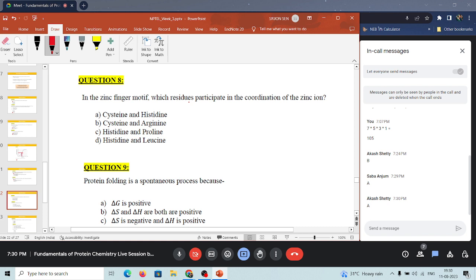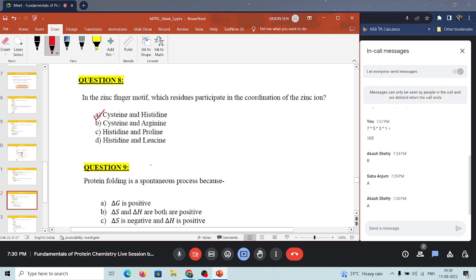Now if you do not give me an answer, it would be very difficult to actually understand whether you people are understanding or not, and then the sessions would make no sense. Anyways, so yes, that is the correct answer. Cysteine and histidine are the two residues that act as ligands to the zinc ion, and this zinc ion is important for the stability of the tertiary structure.